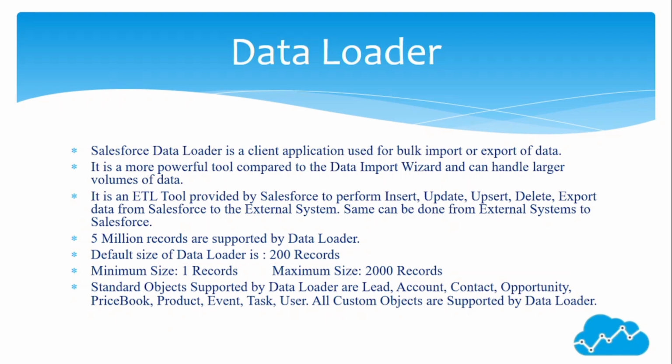5 million records are supported by Data Loader. Default batch size of Data Loader is 200 records. Minimum size 1 record. Maximum size 200 records. Standard objects supported by Data Loader are lead, account, contact, opportunity, price book, product, event, task, user, and also all custom objects are supported by Data Loader.